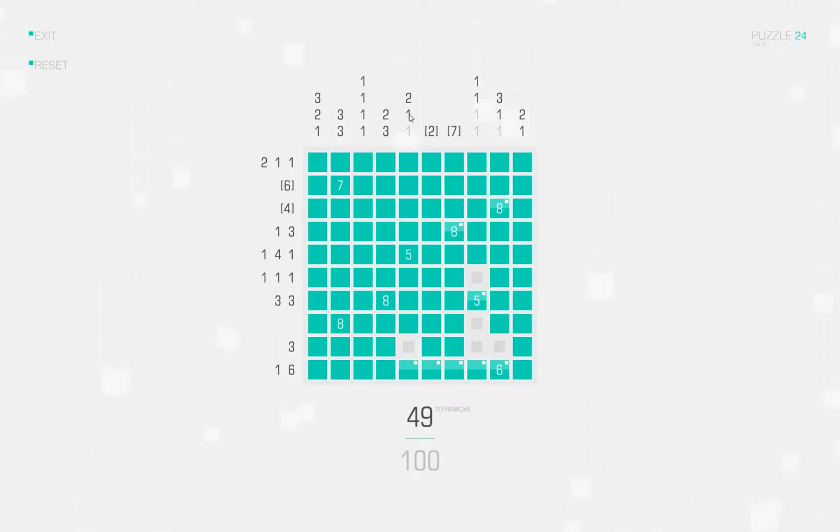This column we have 2, 1, 1. We don't know if we have 1 here, but we don't know if this is the second 1 or the 2. It could be a 2 and then space and 1 and then space. So we don't know yet.